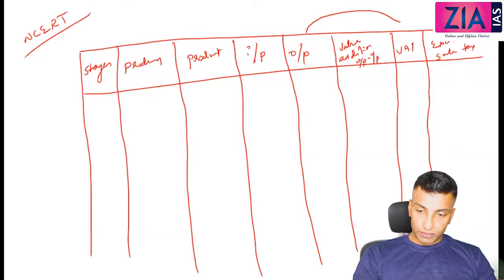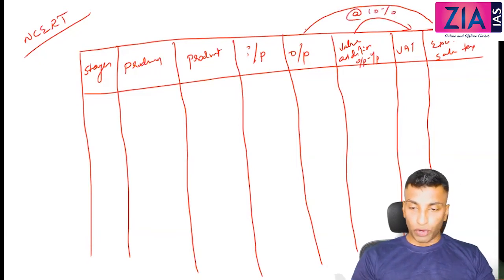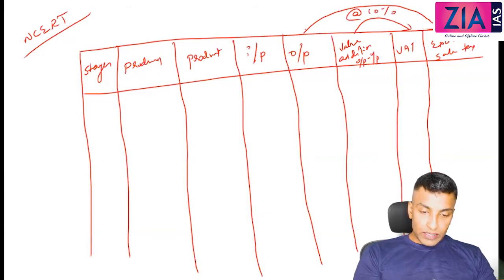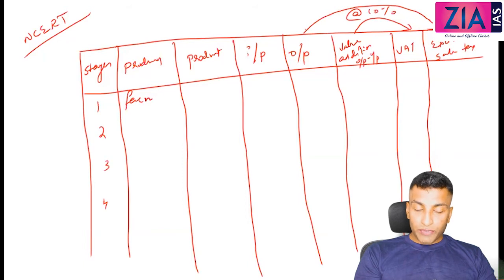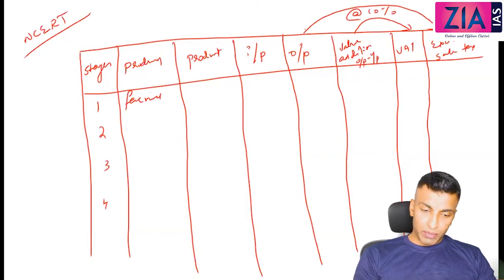So here excise is upon the output, VAT is upon the value addition. Okay, so let's take both at 10% and see what the difference is. So we will see different stages, like 1, 2, 3, 4. And in the first stage, let's take the farmer. Actually, farmer income or the produce will not be taxed, but here I am taxing it just for the purpose of understanding only. So the farmer, let's take wheat.